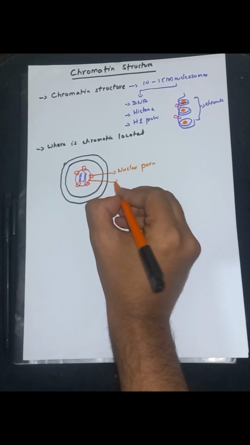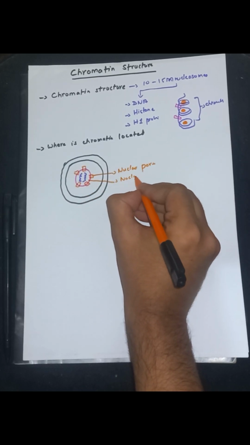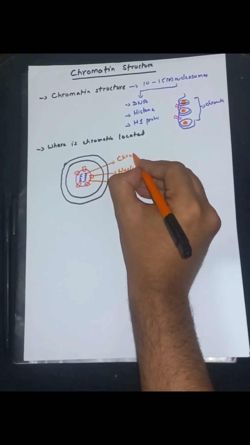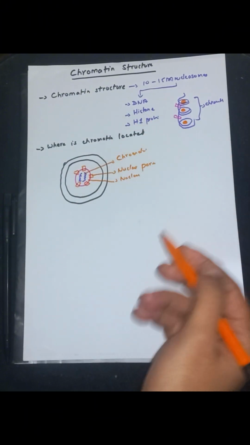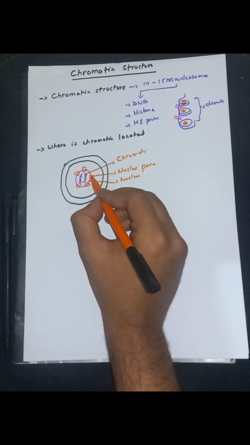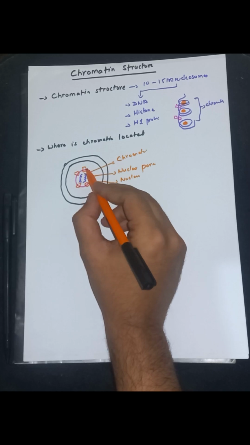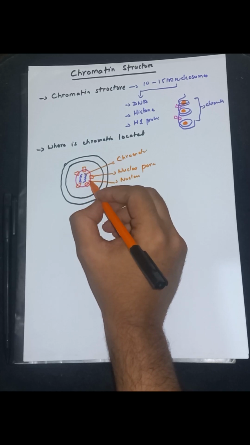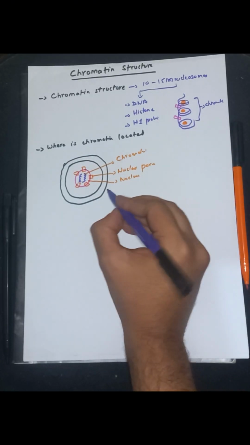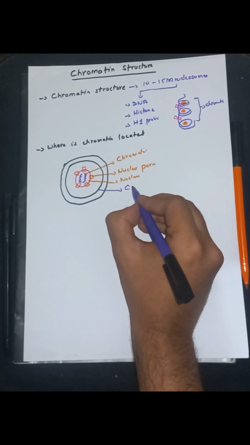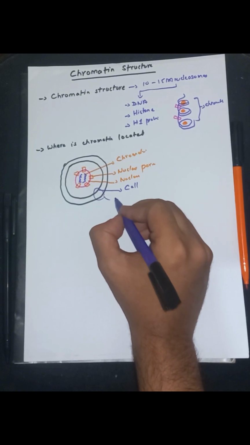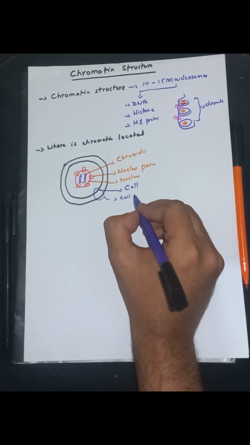This whole is the nucleus, and this is our chromatin here. Inside the nucleus, we have chromatin and nuclear pores, and this whole is a nucleus. And the nucleus is inside this big thing. What is this big thing? This is the cell. And what is around here? This is the cell membrane.